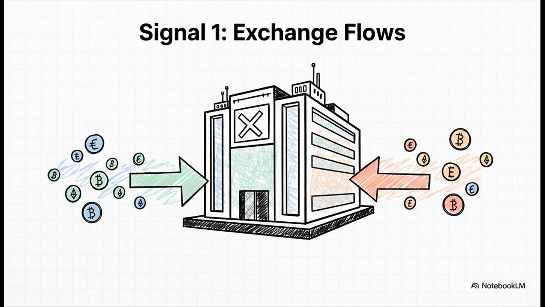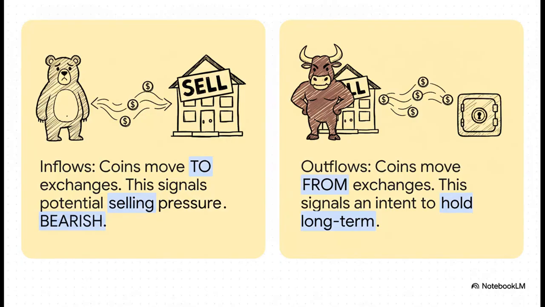This is super simple. It just tracks the amount of a crypto, like Bitcoin, being moved onto and off of the centralized exchanges where everybody buys and sells. And the logic here, it's super simple but really powerful. When tons of coins flow into exchanges, it's generally a bearish signal. I mean, why else do you move coins to an exchange? Usually it's to sell them.